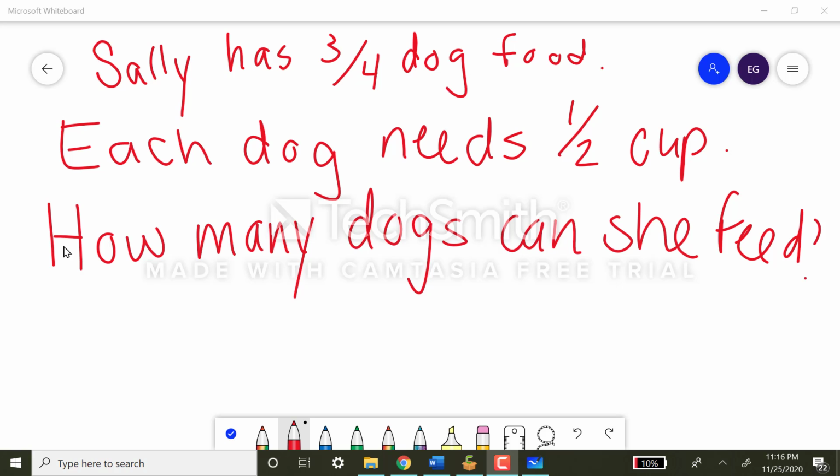Okay, class. So today we're going to learn about dividing fractions. To start, we're going to use a story problem that Sally has 3/4 cups of dog food. Each dog needs half a cup of food. How many dogs is she going to be able to feed?